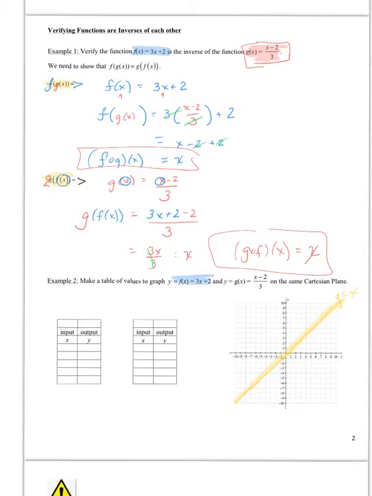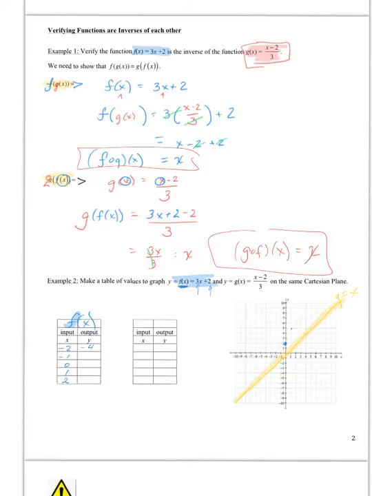If we were to graph f of x, we could graph it by plotting the y-intercept, and then rising and running the slope. That is one way we could do it. So the y-intercept would be 0, 2, and the slope would be up 3 over 1. However, I could also create a table of values. So I could choose x values, and I could substitute into f of x and get the corresponding y values.